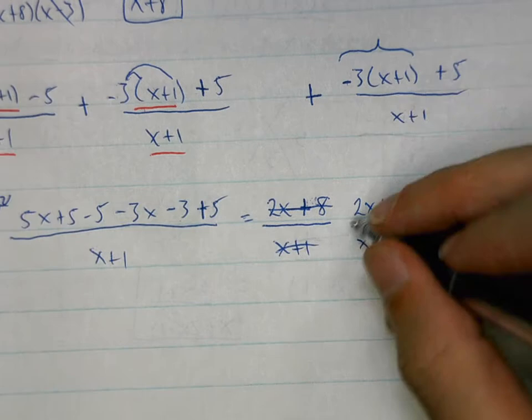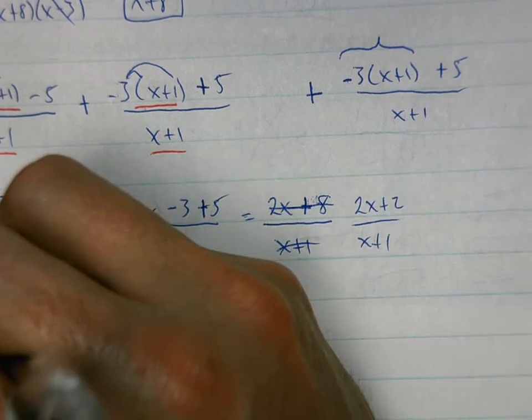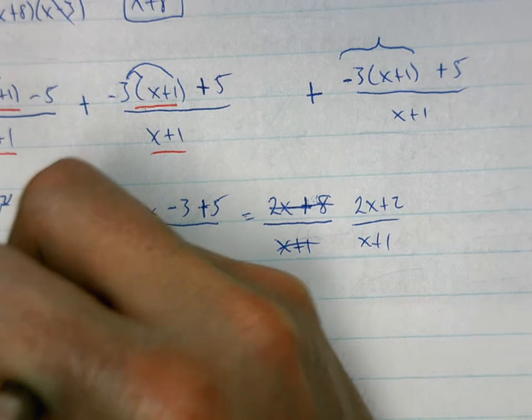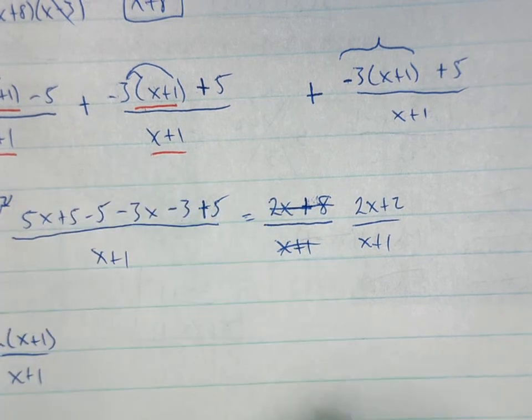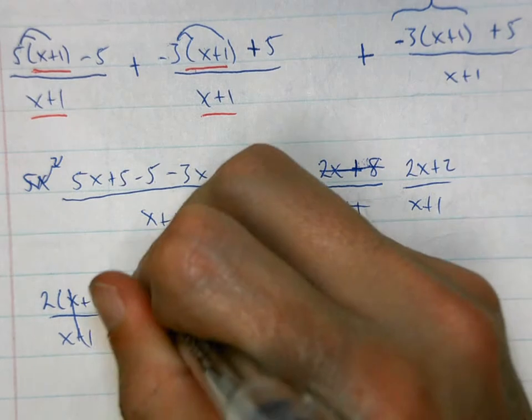So I'm going to pull something out of each of these. So pull a 2 out in front, and we get x plus 1 over x plus 1. And those x plus 1's cancel. All of that gives us just 2.